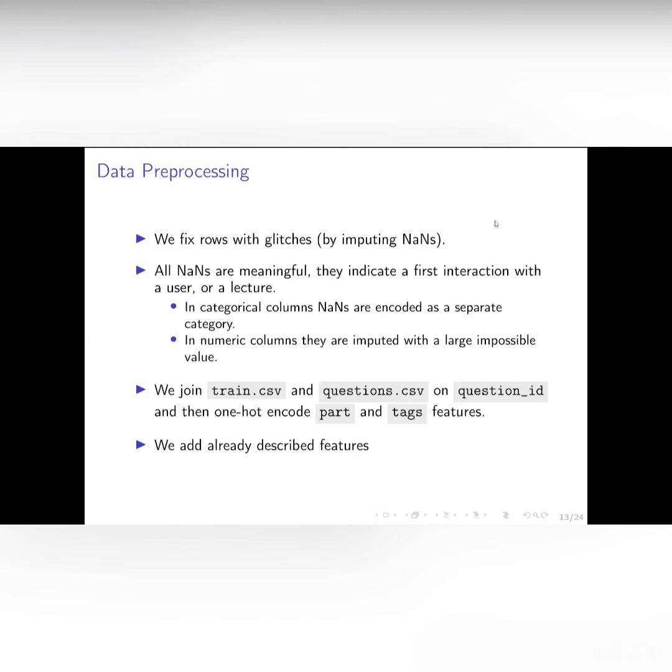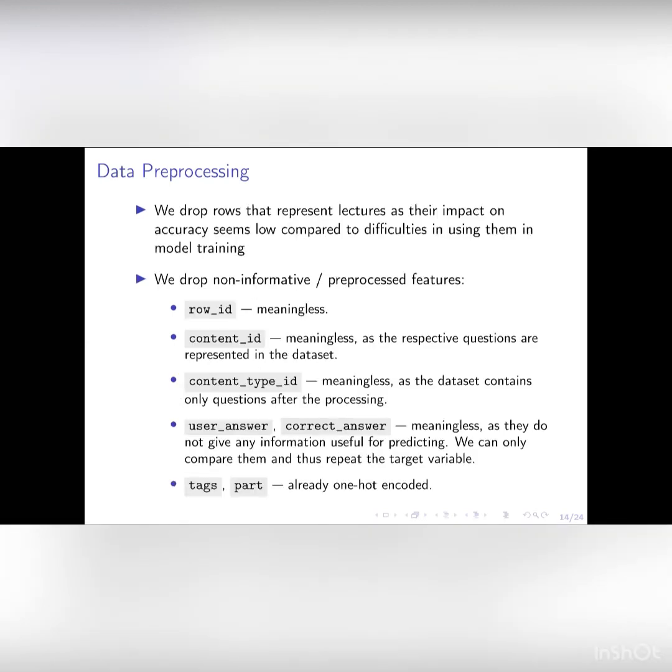So, based on that, our preprocessing is as follows. First of all, we find and replace glitch values. Then we treat all the null values as special and either encode them as a separate category or impute them with some large impossible value. Then we add information about the topic of each question via features part and text, which we one-hot encode. And then we add all the new features that we've already described. Next, we drop some rows that represent lectures, as we found that their occurrence in the dataset is pretty rare, but keeping them would require a much more sophisticated model.